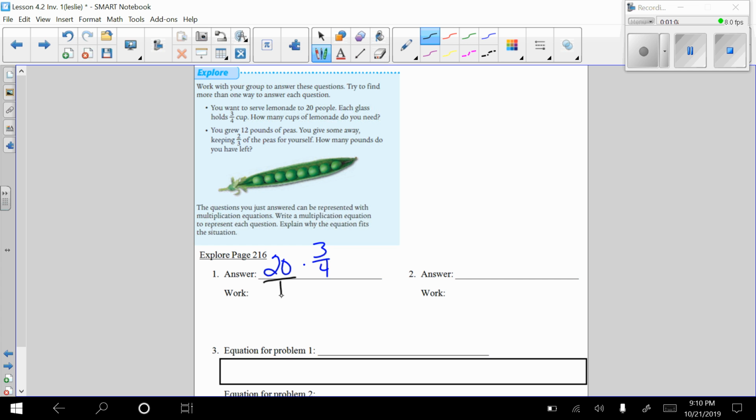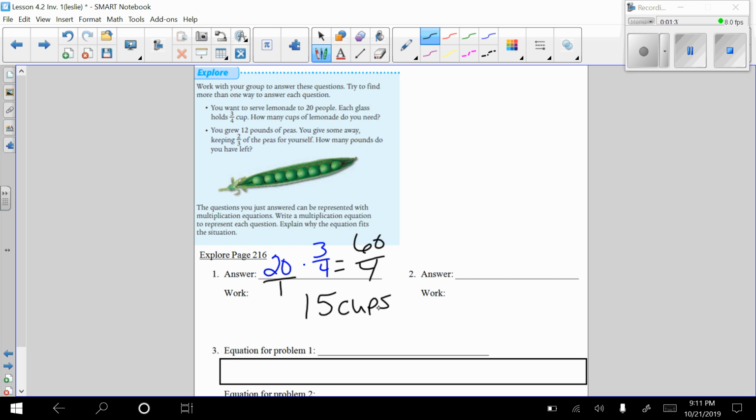Now I have a fraction times a fraction, and we already learned numerator times numerator, denominator times denominator. So that would give me 60 over 4. Do not forget to always simplify. How many times does 4 go into 60? Well, the answer is 15. So you would need 15 cups to serve 20 people.